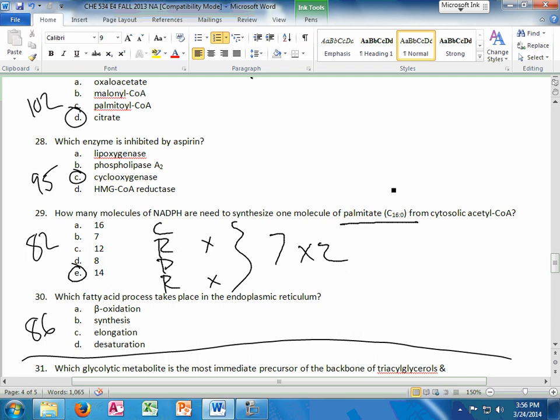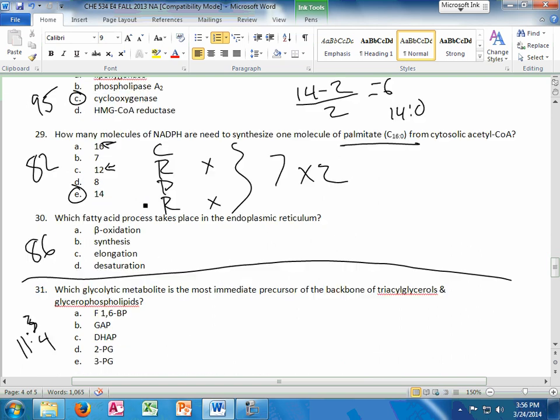If it was a 14 carbon molecule, you would do 14 minus 2 divided by 2. So that would be 6 rounds. So 6 rounds, each using 2 NADPHs, then the answer would be 12. If there's 18, then it would be 16 NADPH. You get the point.